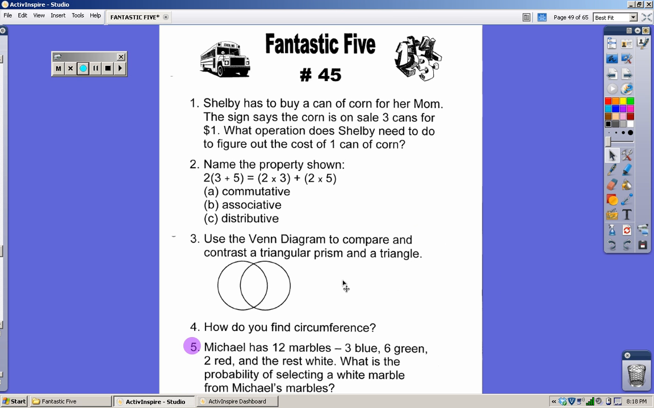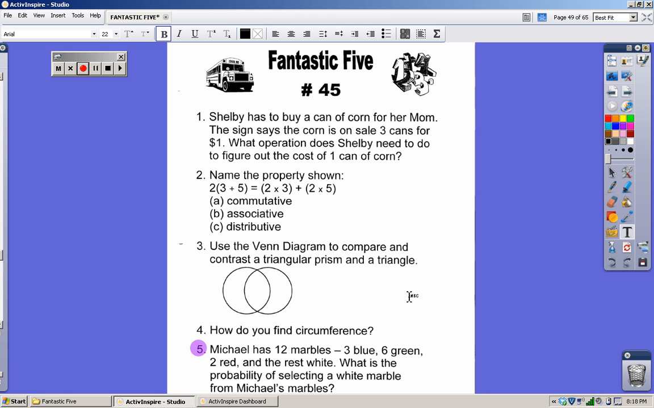For number 5 here, if Michael has 12 marbles, 3 of them are blue, 6 are green, 2 are red, and the rest are white, what is the probability that he would select a white marble? First of all, we have to figure out what the fraction is. We know that 3/12 is blue, 6/12 are green, 2/12 are red, and we don't know what 12th is white.